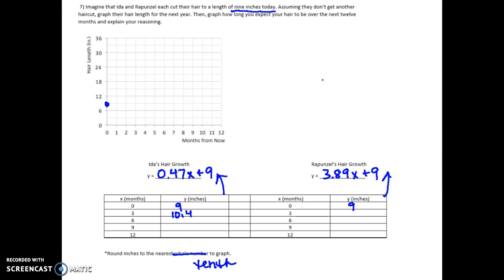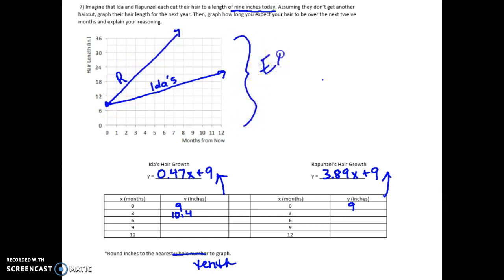So you're then going to plot one graph, and maybe this is Ida's graph, and the other one is going to be Rapunzel's, and it's going to show a different rate of change. This, again, is just an example. You'll do your own. So there's Rapunzel's, and we'll have our two graphs right there. I don't want you to worry about graphing how long you expect your hair to be. So don't worry about the third one, just two. So you'll fill that out.